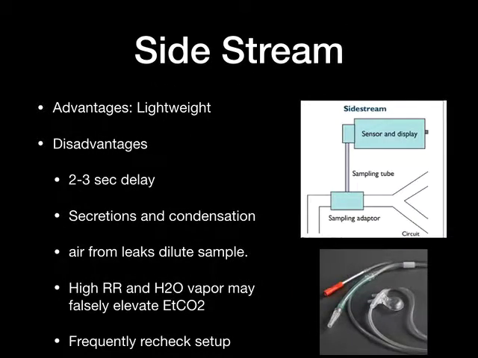Some advantages of the side stream tubing is that it's lightweight, but the disadvantages of that are that there are little delays in the actual measurements, and it's about 2 to 3 seconds. You can also get secretions and condensations in the tube. You might get air leaks, which will dilute the sample. You can also get high respiratory rates and water vapor that may falsely elevate the ETCO2 reading. So with these, you frequently have to recheck your setup.